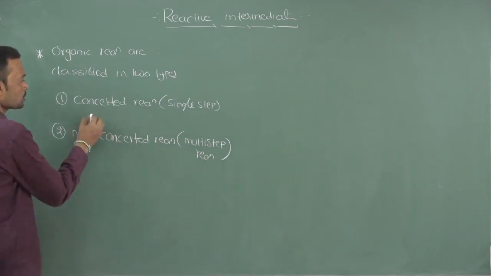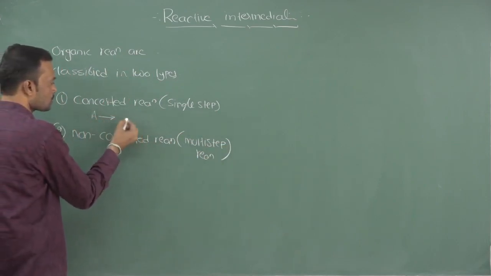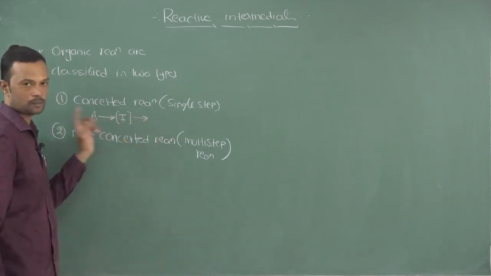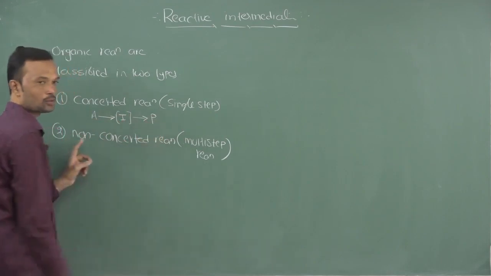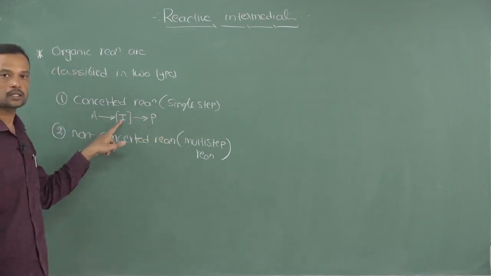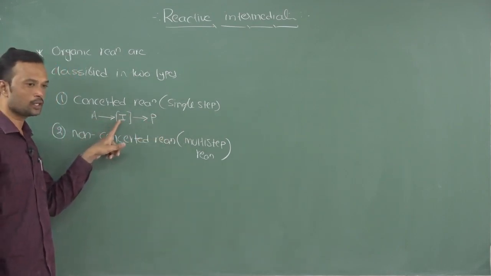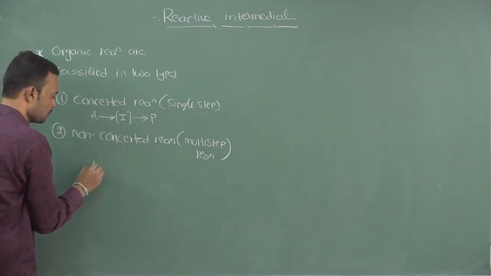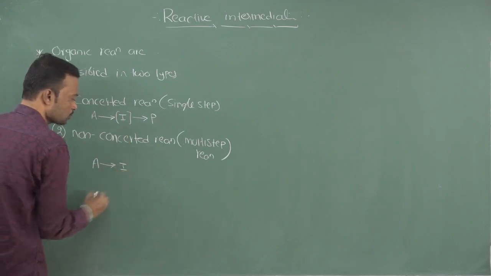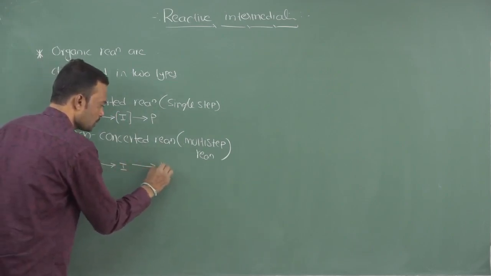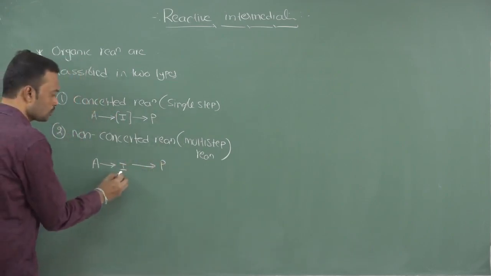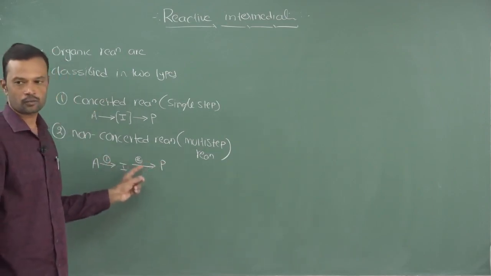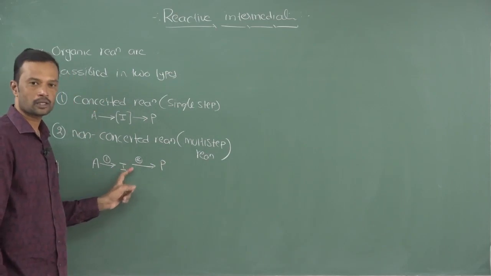Especially in a concerted reaction, the reactant is converted to product through a single step, and finally that is responsible to give the product. But here I am writing one I, which is nothing but a transition state, so it is not an intermediate in this reaction. It is a transition state. Now A gives rise to one intermediate, and it is giving a product. So this is step 1 and this is step 2. A minimum of 2 steps is required to identify an intermediate in any reaction.